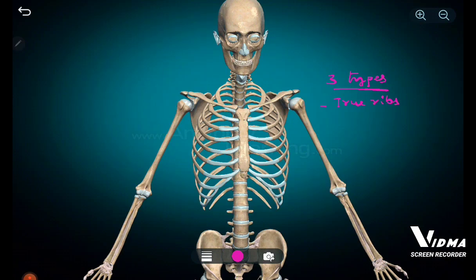because these are attached to the vertebral column on the dorsal side and the sternum on the ventral side. These 7 pairs are called true ribs.